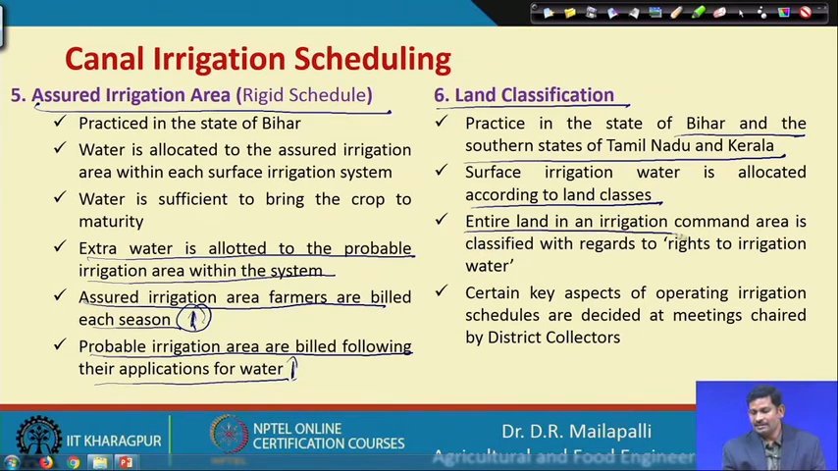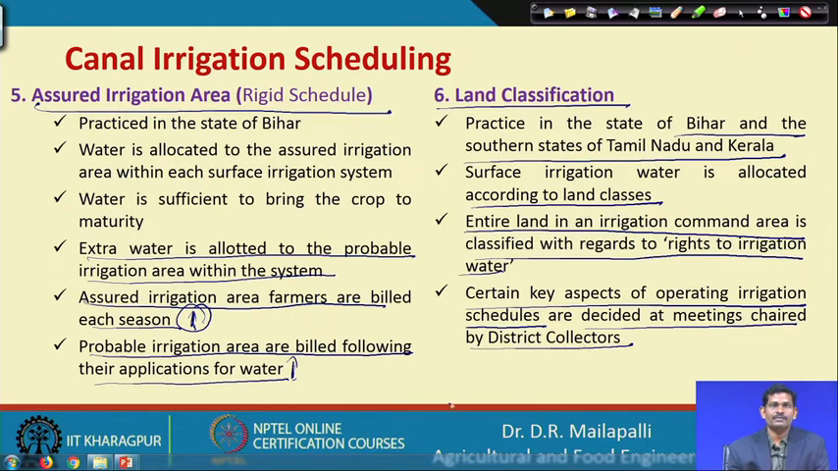The entire land in the irrigation command area is classified with regard to the right to irrigation water. Certain key aspects of operating irrigation schedules are decided at the meeting with the district collector. So, before starting the season, there is a meeting with the district collector, and they decide which crops require a lot of water, or which crops require priority. Okay.